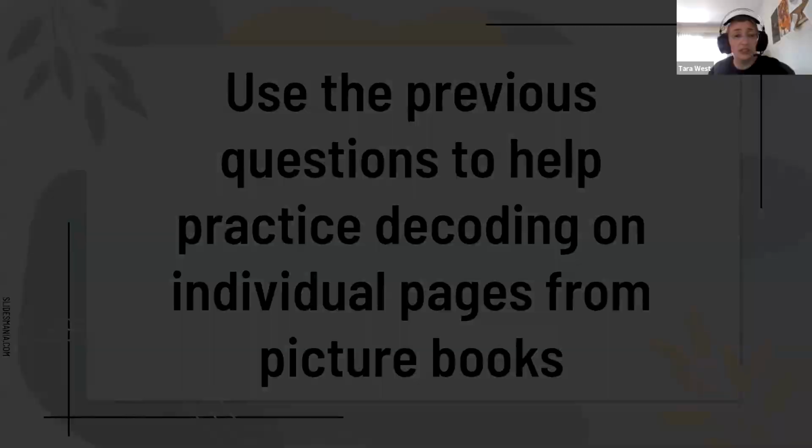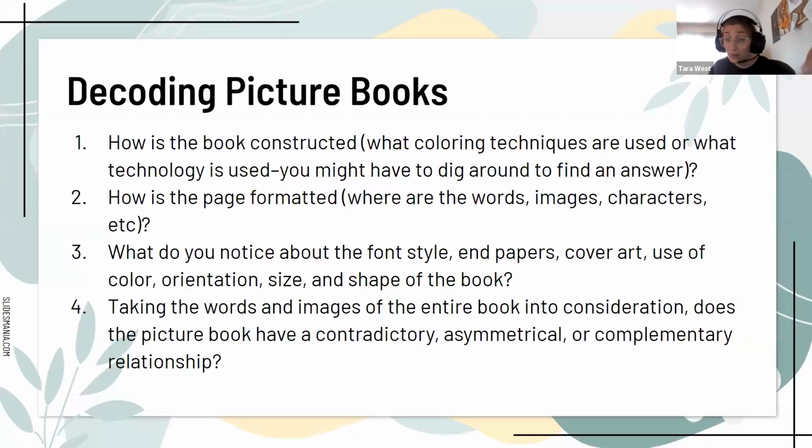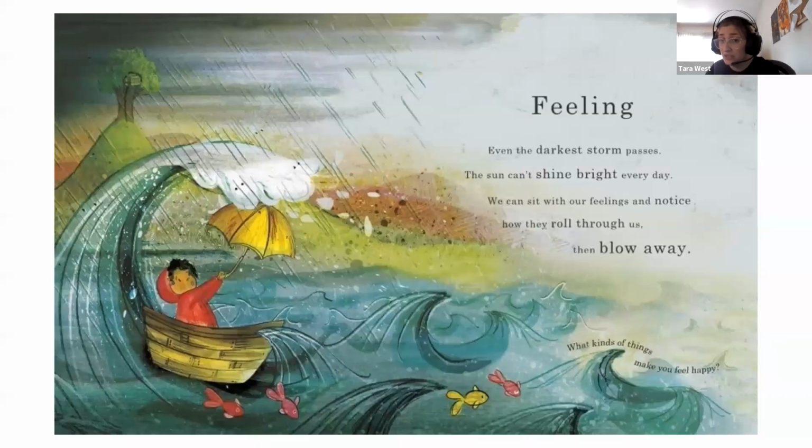Our second question again is how is it formatted? So we're looking at the words, images, and characters. This first one's pretty simple. We've got a field in our very far background. Can't really tell what's being planted, but we've got that field. We also have a tree house on top of a hill, or at least a tree. Maybe it's a tree house in the tree on the top of a hill.